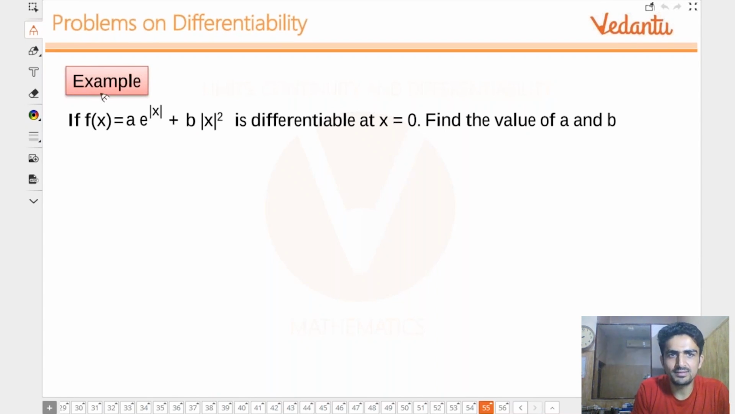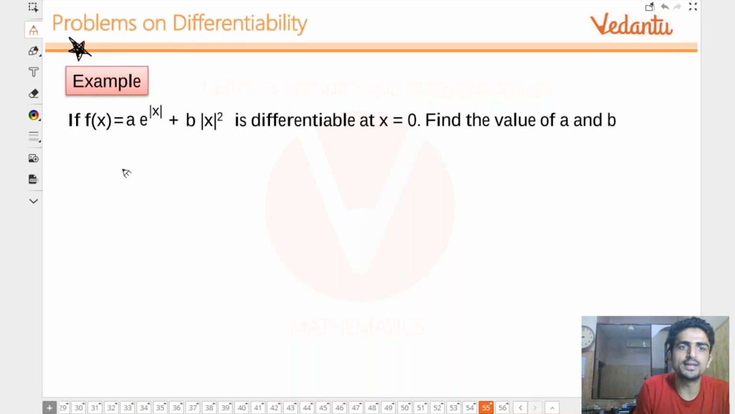And this is the last example. If this is differentiable at 0, find a and b. Guys, understand this carefully, it is also there in objectives. Such questions are there in objectives. We will not do any computation, just logically we will approach it. It is differentiable at 0, find the values of a and b.